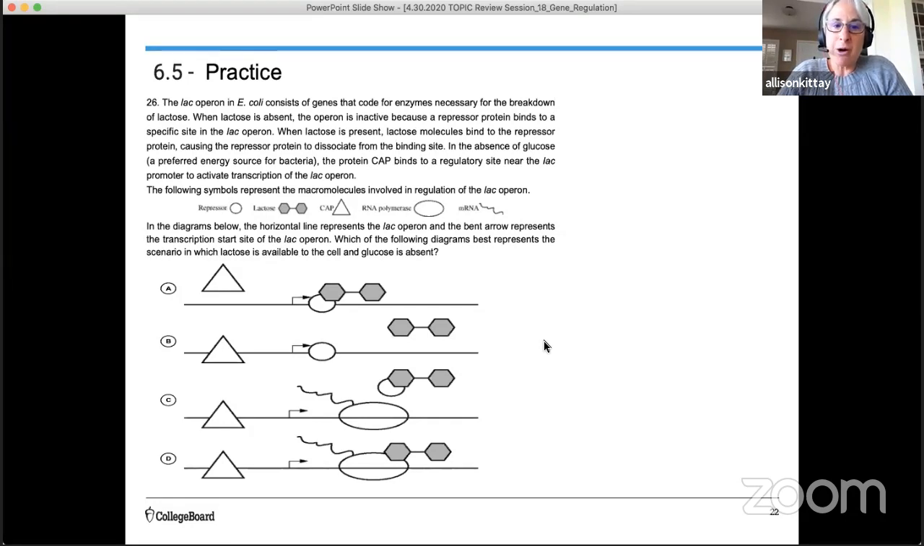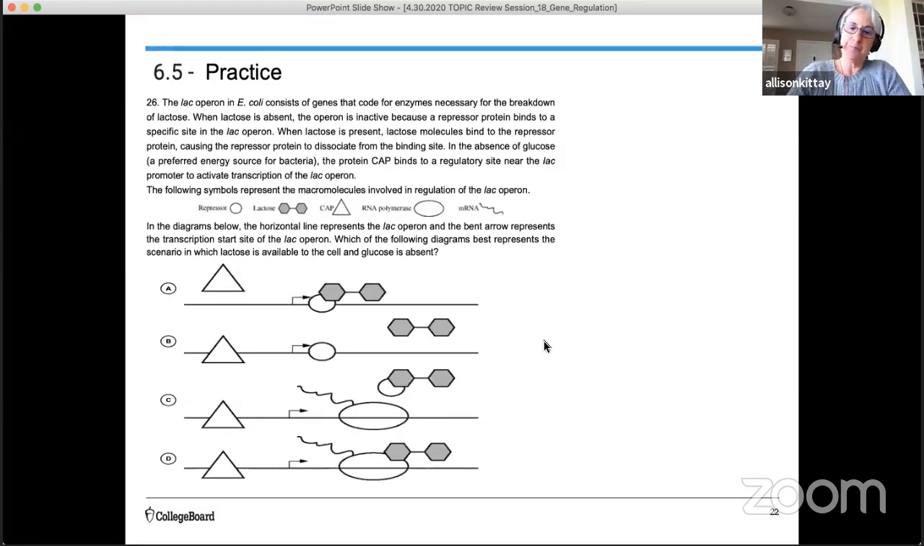The following symbols represent macromolecules involved in the regulation of the Lac Operon. So you can see we've got a repressor that is a circle. We've got two 6 carbon rings representing the disaccharide lactose. We've got a triangle for CAP. We've got an oval for RNA polymerase, and then we have a squiggly line for the messenger RNA. In the diagrams below, the horizontal line represents the Lac Operon, and the bent arrow represents the transcription start site of the Lac Operon. Here's your question. Which of the following diagrams best represents the scenario in which lactose is available to the cell and glucose is absent? So I want you to think about that. Glucose is absent, lactose is present. Which of those diagrams, A, B, C, D, best represents the scenario?